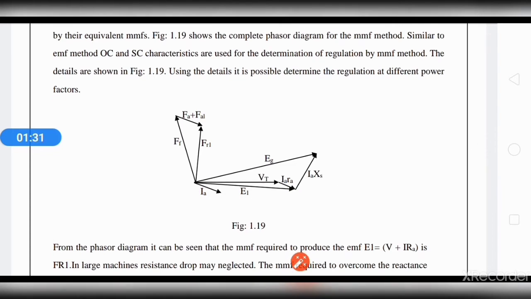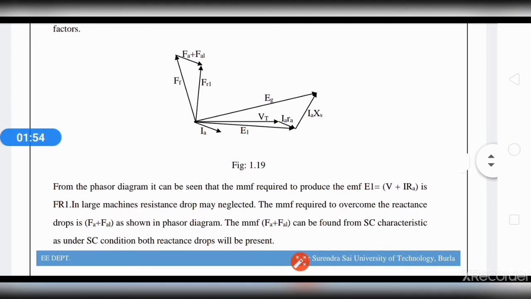This is drawn at lagging power factor basically, and we all know that the voltage regulation is the difference between no load voltage and full load voltage, or we can say generated voltage and terminal voltage. From the phasor diagram we can see that the MMF required to produce EMF E is equal to V plus IRA, and we can see this from this diagram.